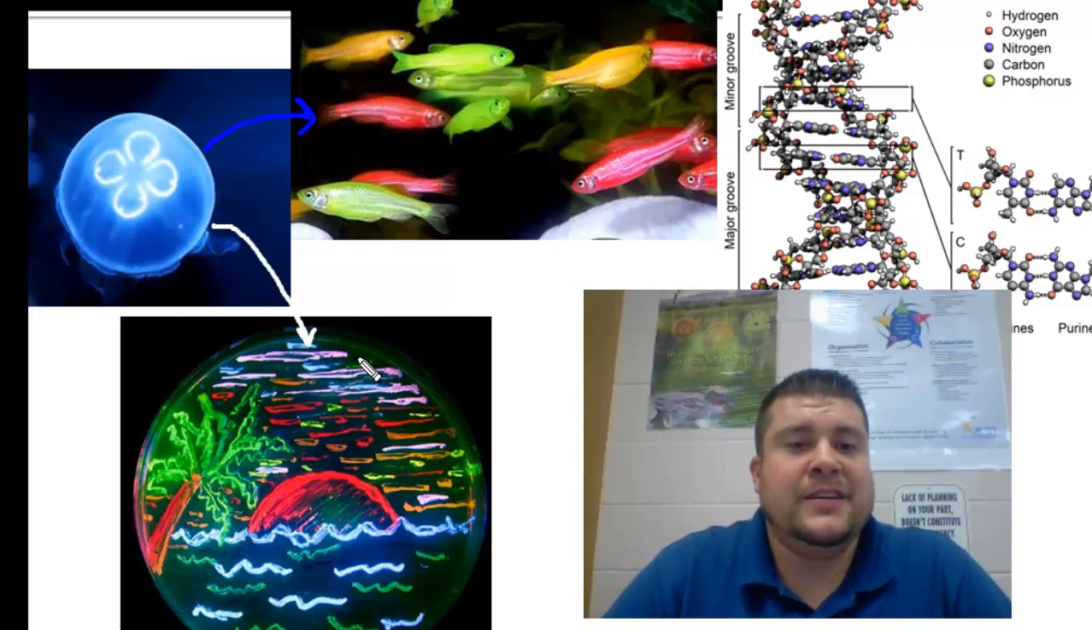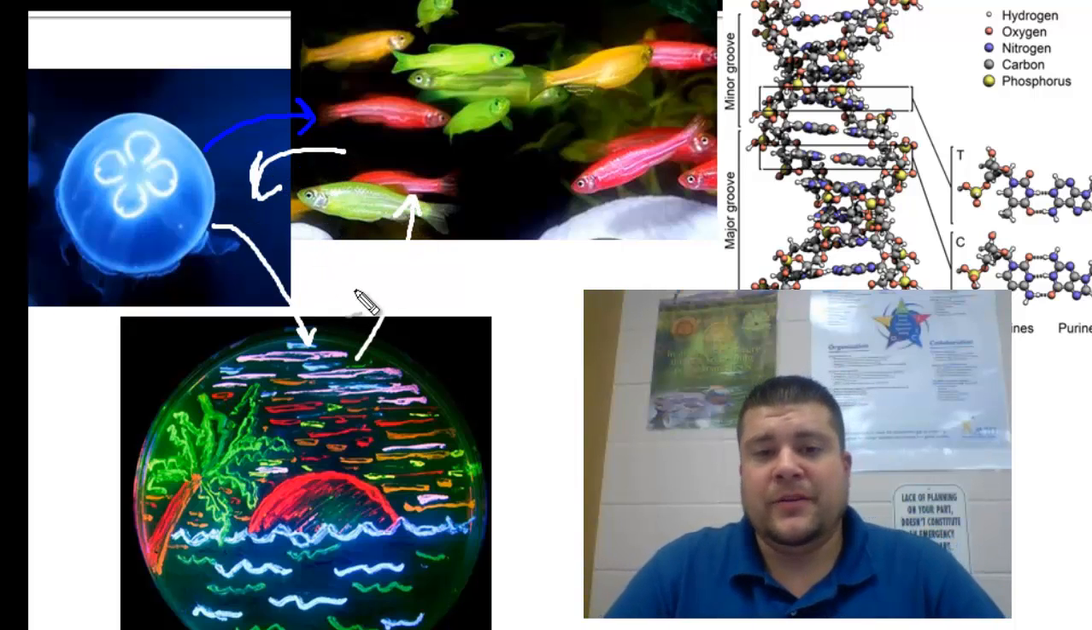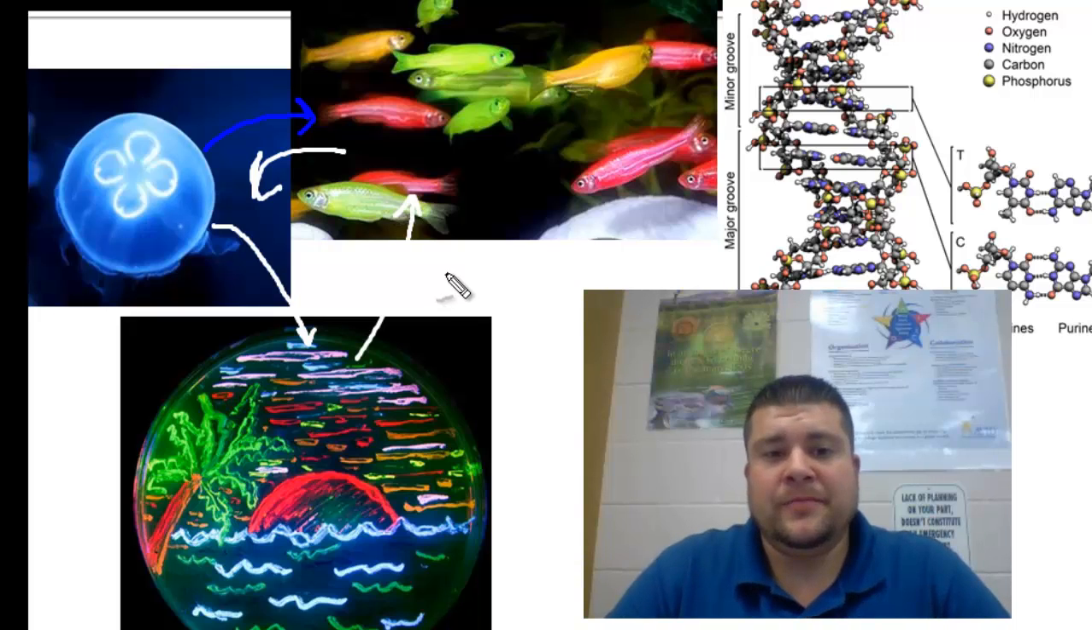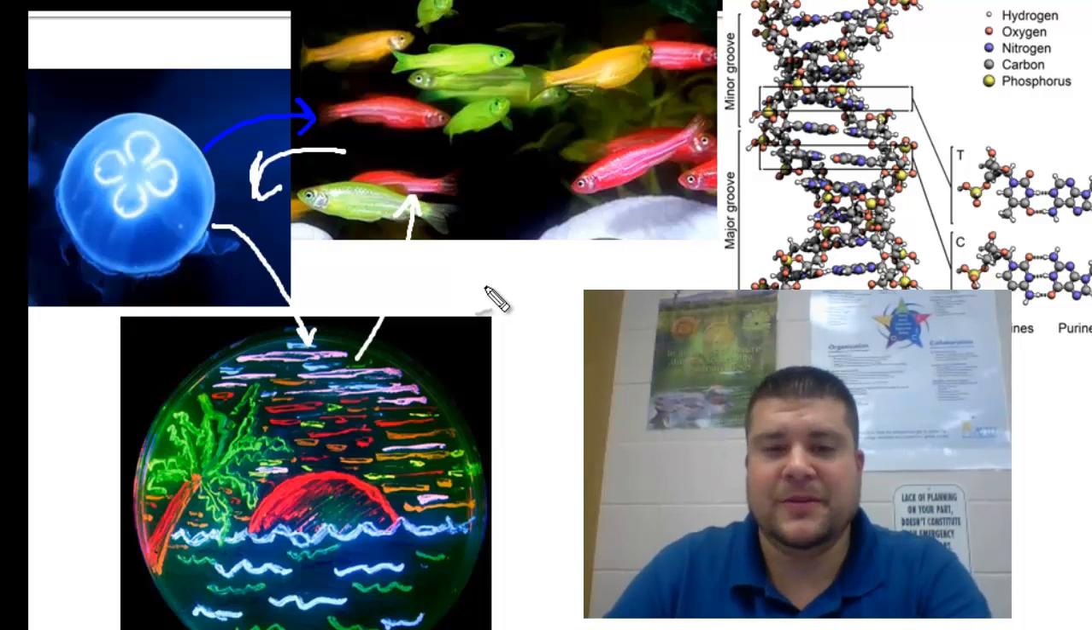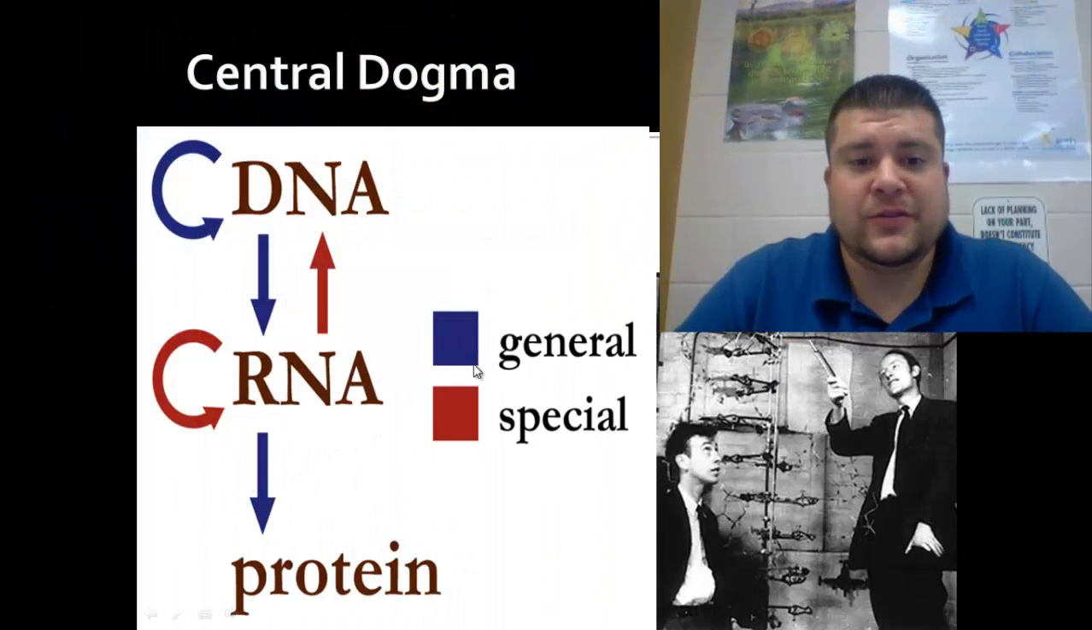And the cool thing about DNA is that we can take it from the bacteria to the fish and back and forth, and we don't have to worry about anything else because we all have the same universal genetic code, from bacteria to jellyfish to fish to humans. Not that we would ever test that on humans. This is all based on a central dogma.